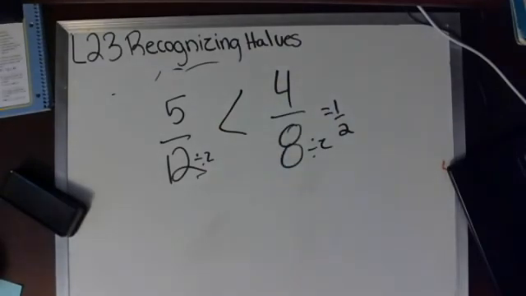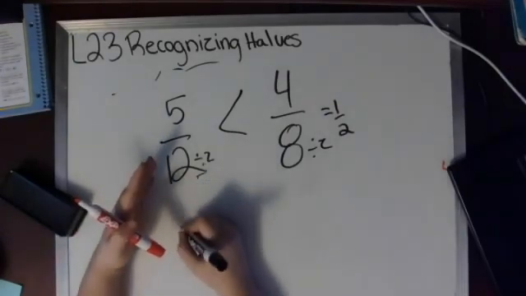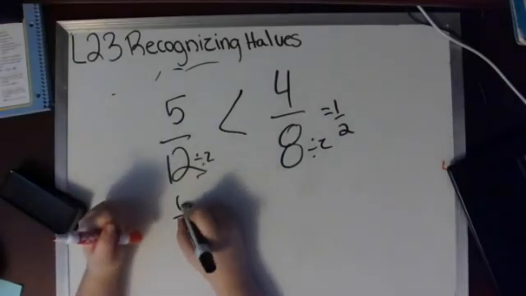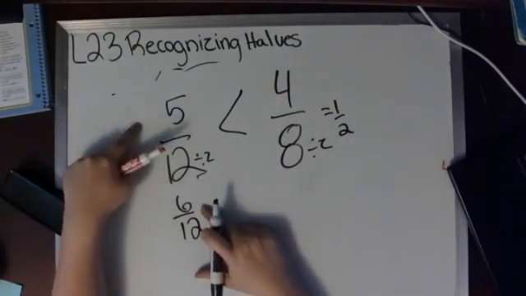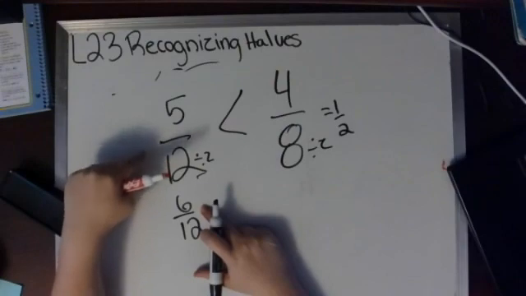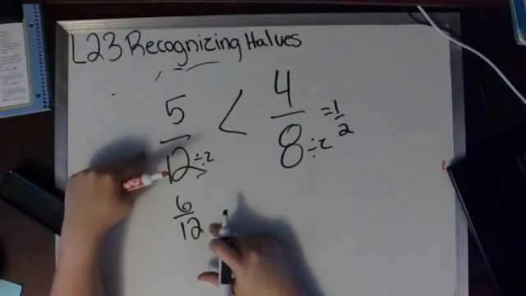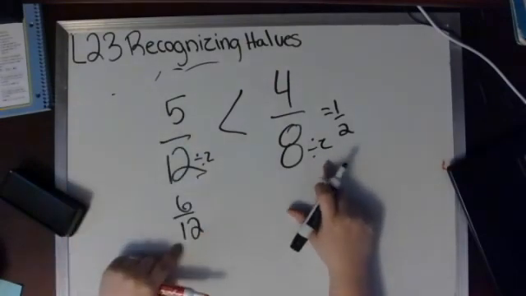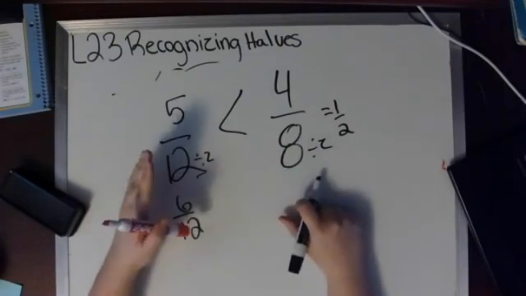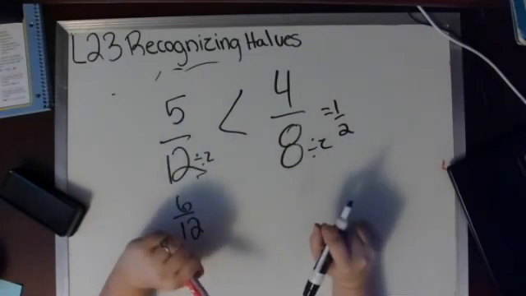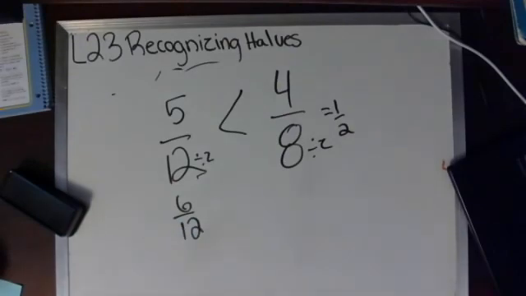See how that worked? Because if I had 12 as my denominator, if I wanted half, I had to have 6 on top, okay? This is half. 5 is smaller than 6, which means this is less than this one. And because this and this are the same, they are both half, this is less than this. So 5/12 is smaller than 4/8. Okay, that is lesson 23, recognizing halves for Saxon 5.